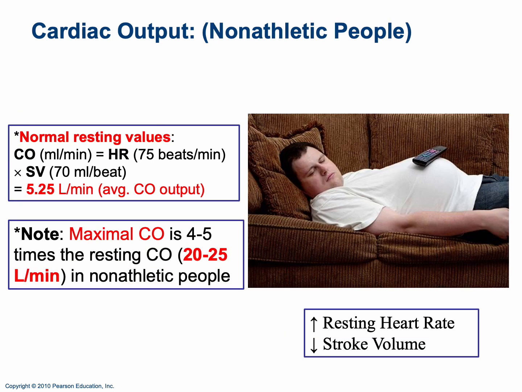We now take a look at cardiac output in someone that lives more of a sedentary lifestyle. So here's someone who's relaxing on the couch, loves TV, doesn't exercise at all, eats whatever, and their cardiac output will be slightly different. We look at normal resting values. A normal resting value is 5.25 liters per minute. And a max CO here for them is just 4 to 5 times the resting CO, the resting cardiac output.